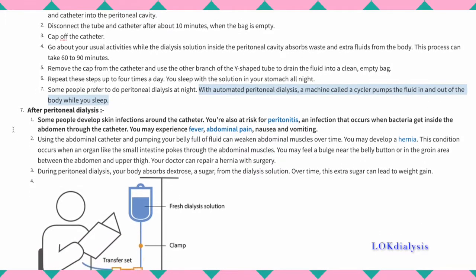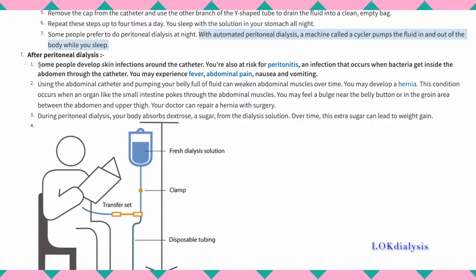Mainly after peritoneal dialysis, what are the complications that a patient might face? Some people develop skin infection around the catheter. You are also at risk of peritonitis, that is the inflammation of the peritoneum, an infection that occurs when bacteria get inside the abdomen through the catheter. You may experience fever, abdominal pain, nausea or vomiting. Using the abdominal catheter and pumping your belly full of fluid can weaken abdominal muscles. Doing this practice again and again can severely affect the abdominal muscles and they can weaken over time.